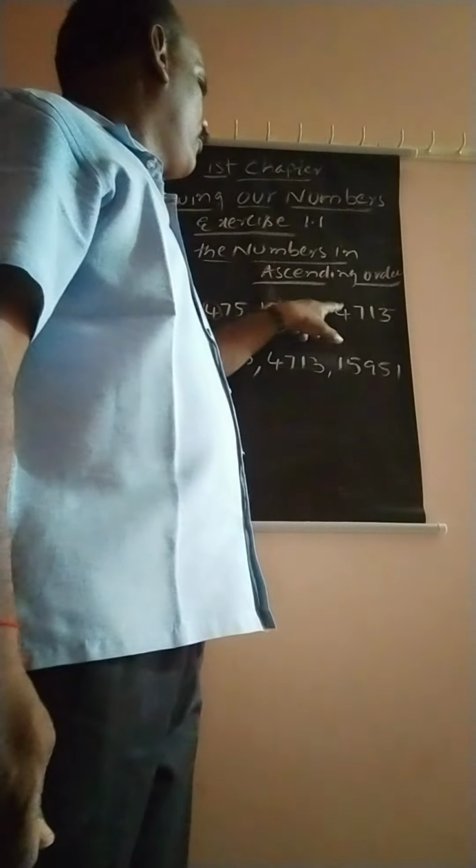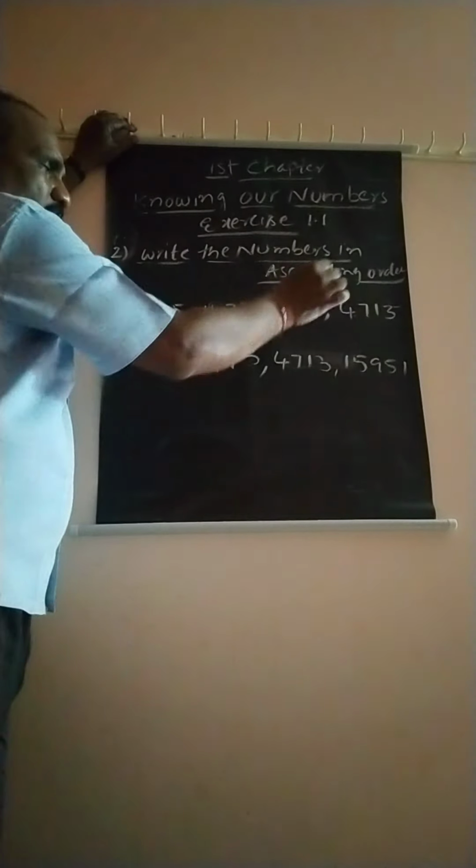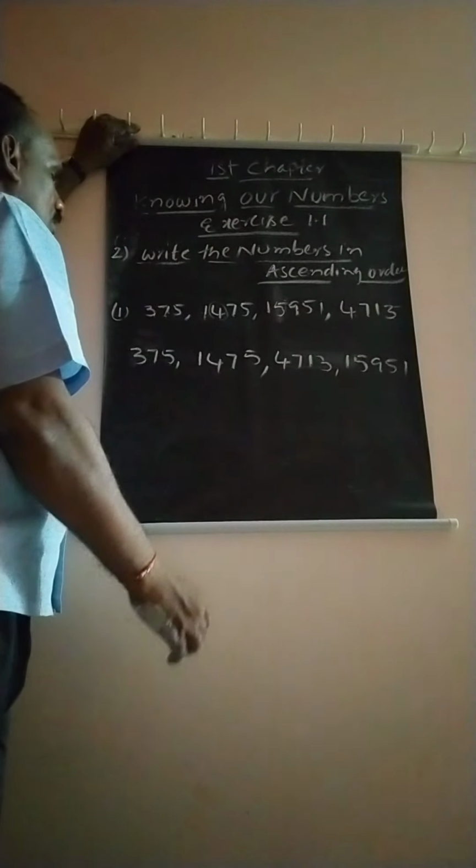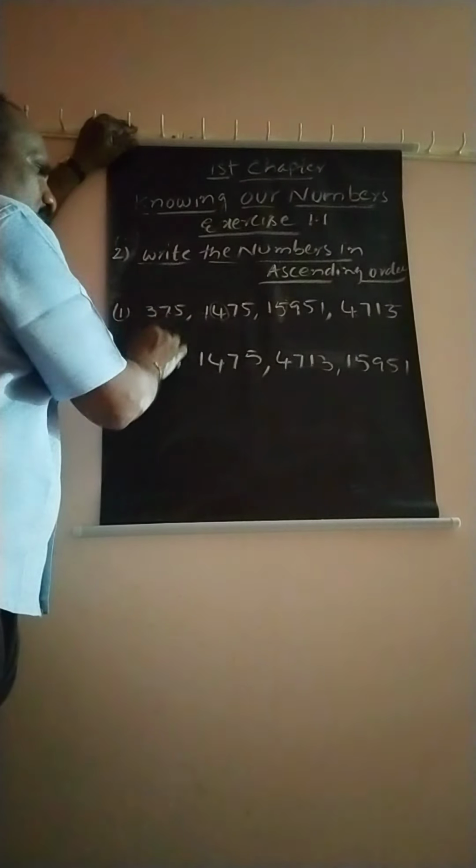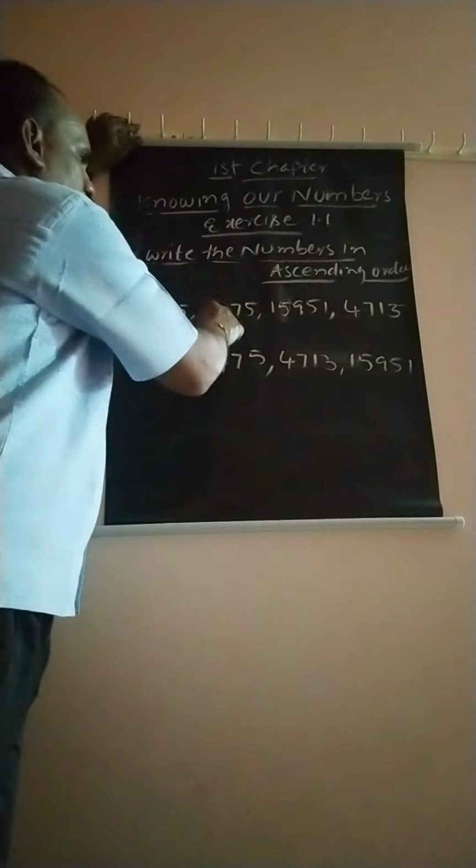15951. So children, what is the ascending order? This is the problem: 375, 1475, 15951, 4713. A 3-digit number is smaller than a 4-digit number and a 5-digit number. Which is the 3-digit number? Only one is there, 375. What are the 4-digit numbers? 1475 is there, 4713 is there.